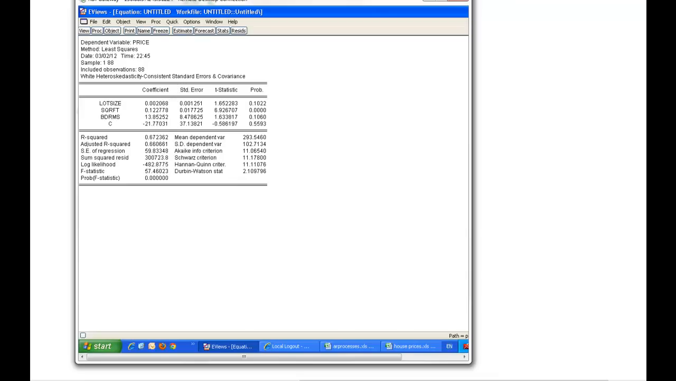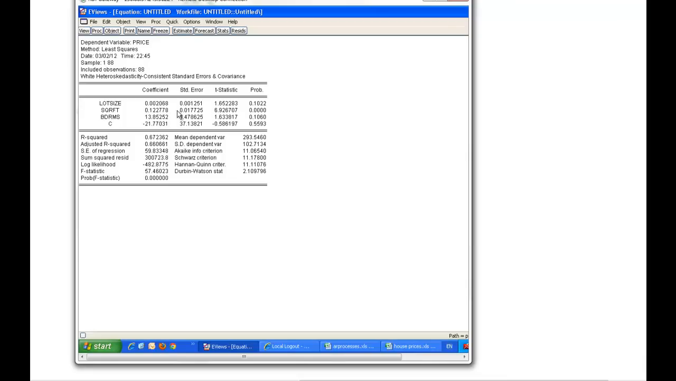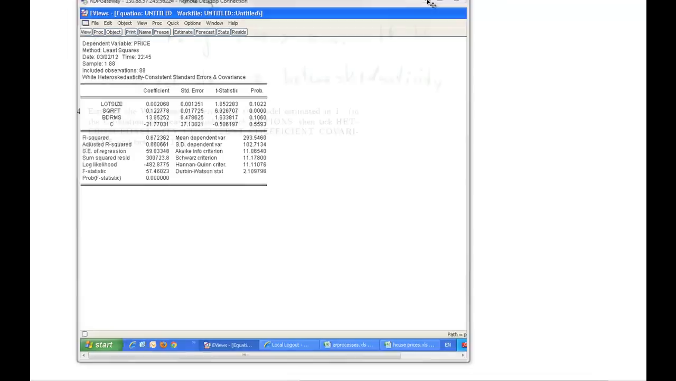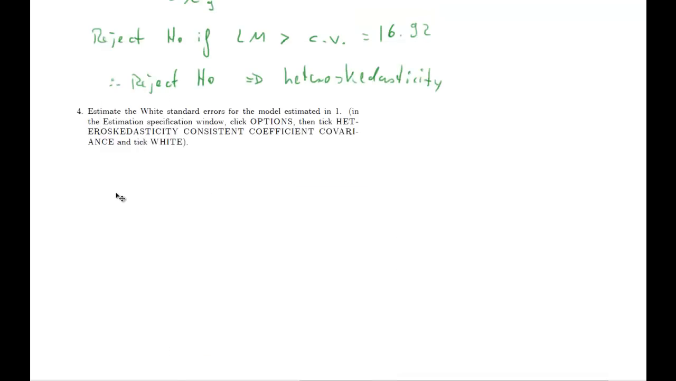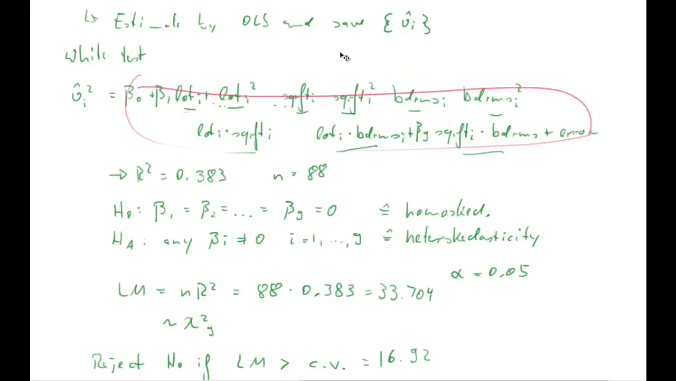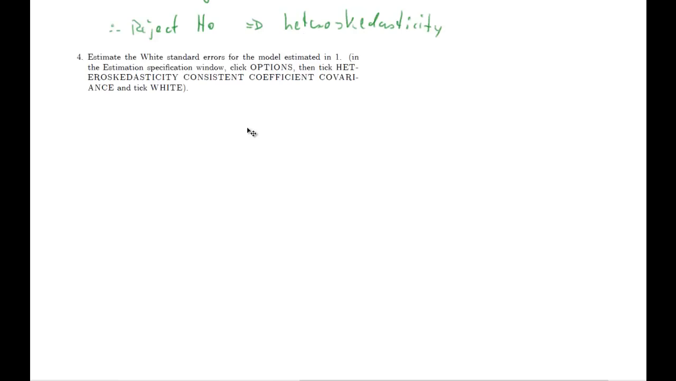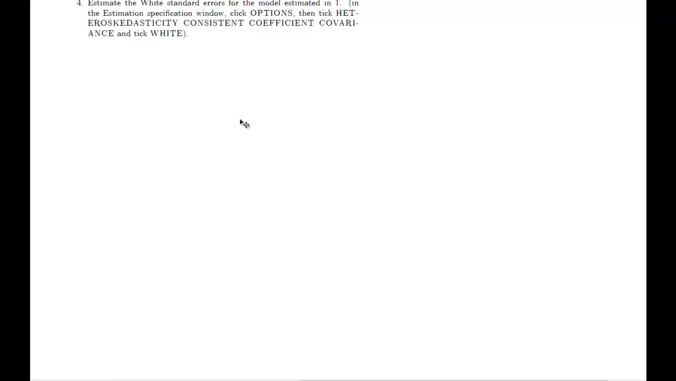So this is basically what we've done here. We estimated the White standard errors. Now we could perform t-tests. In fact, let's just perform a t-test. Let's see whether the number of bedrooms is important. Here's our model. Let's test whether alpha 3 is significant. We'd expect, if at all, the more bedrooms, the more expensive. So we want to see, is it really significant?